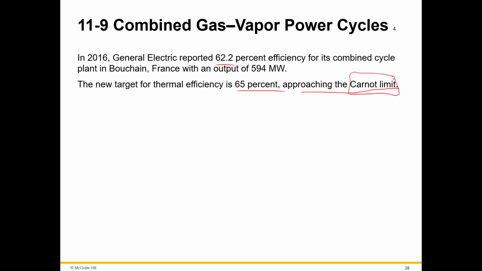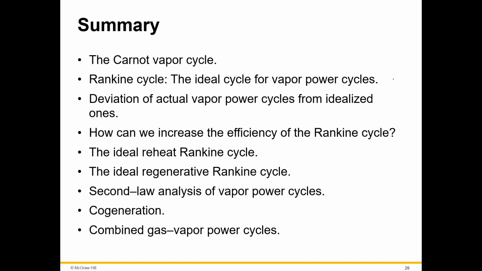So just a summary, we kind of went through all of those, but really to just talk about, we talked about the Carnot vapor cycle, the Rankine cycle, which is the ideal cycle for vapor power cycles, the deviation of actual, of course, because when you have irreversibilities, which we do, it's going to obviously deviate from an idealized cycle. How can we increase the efficiency of a Rankine cycle? Well, we talked a lot about that.